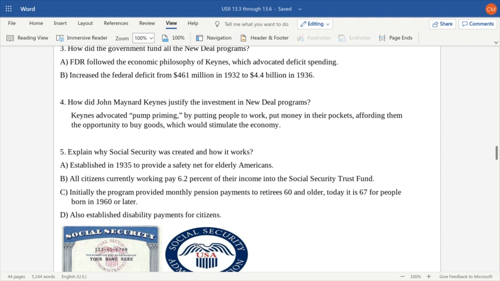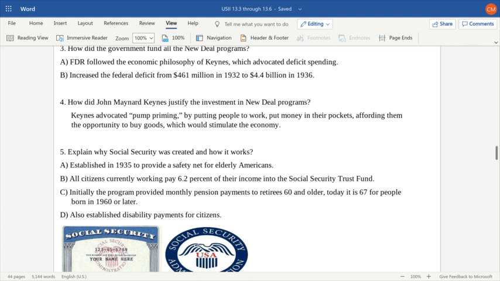Five, explain why Social Security was created and how it works. Well, hopefully you're familiar with Social Security. If you do have a job currently where you're getting paid and receive a paycheck, you're putting money into the Social Security Trust Fund on a weekly or biweekly basis, depending upon when you're paid. It was originally established in 1935 to provide a safety net for elderly Americans. Citizens currently working, including yourself, would pay 6.2% of your income into the Social Security Trust Fund.